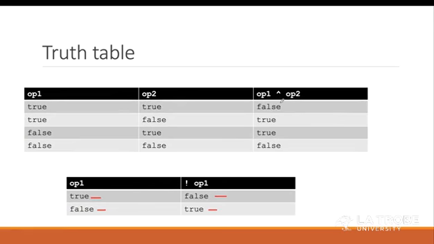And the last one is XOR. In XOR, if both of your operands are the same, then the output will be false. If both of your operands are not the same, the output will be true. So here you can see that both of your operands are true, so the output is false. Here both of your operands are the same, so the output is false. If anyone is different, then the output will be true. So that's the XOR operator.